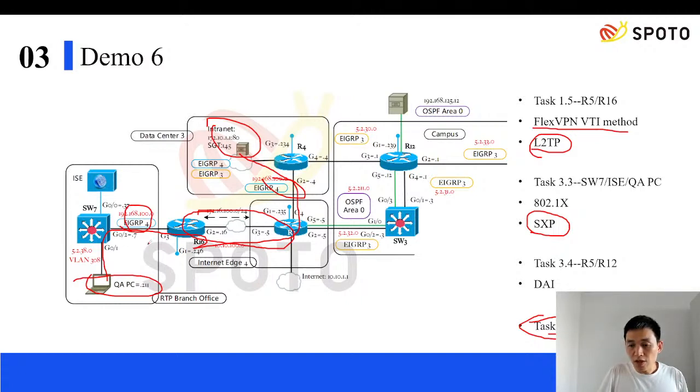And finally, the last task is task 3.4, which is about dynamic ARP inspection. The direct connection between router 5 and router 12 through virtual switch 3 is not working as expected because of a long access list deployed for ARP inspection.